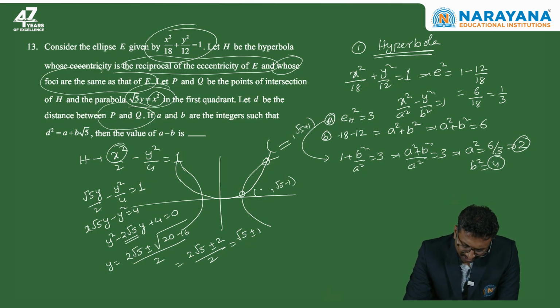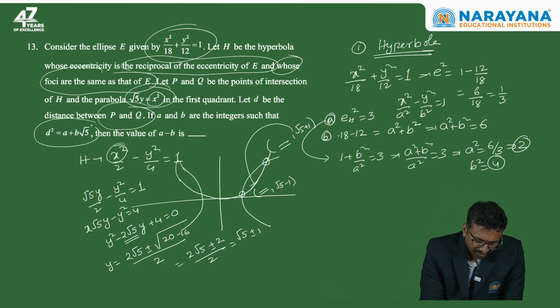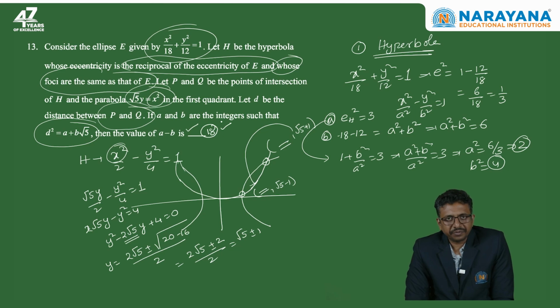And you can find the corresponding x coordinate and find the distance square, and if you equate it to a plus b root 5, you're going to get the values of a and b, and you can do the calculations, and a minus b will turn out to be 18. So that's the answer to this question.